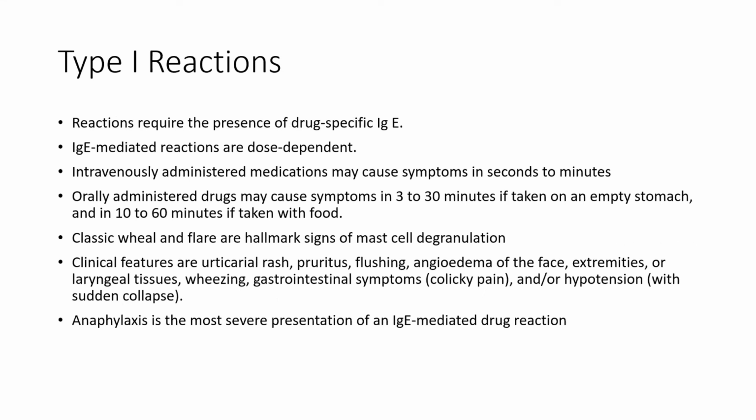The classic wheal and flare are hallmark signs of mast cell degranulation, and clinical features are usually urticarial rash, angioedema of the extremities, the face, as well as sometimes, don't forget about abdominal angioedema, where patients will present with colicky pain. Anaphylaxis is the most severe presentation of this reaction.